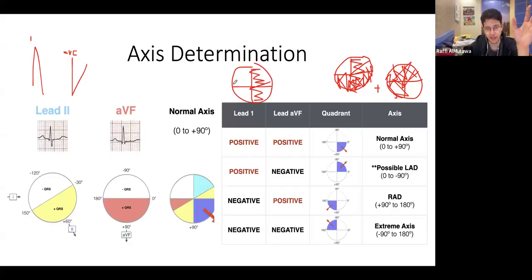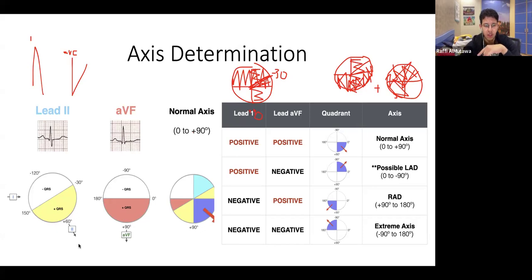And AVF negative means this. Now, why do we look at lead 2? If you guys notice, there's this thing right here. This 30-degree portion right over here. And the thing is, this could technically still be normal axis because this negative 30 degrees is still within the negative 30 to positive 90 range.